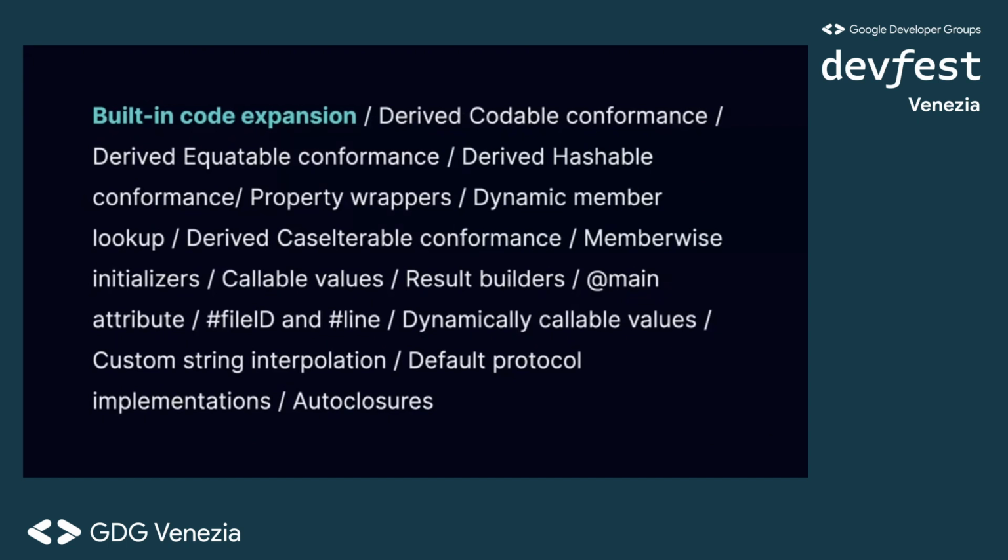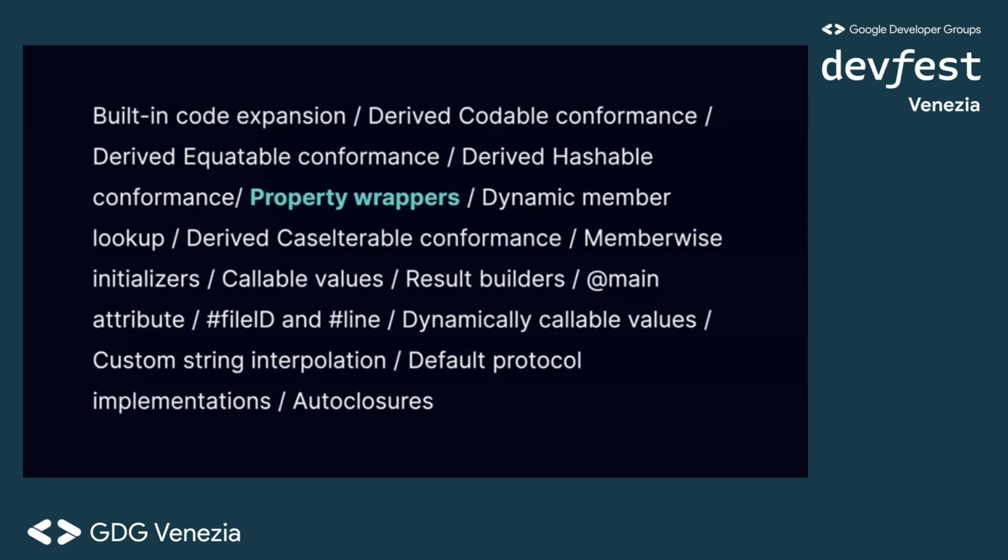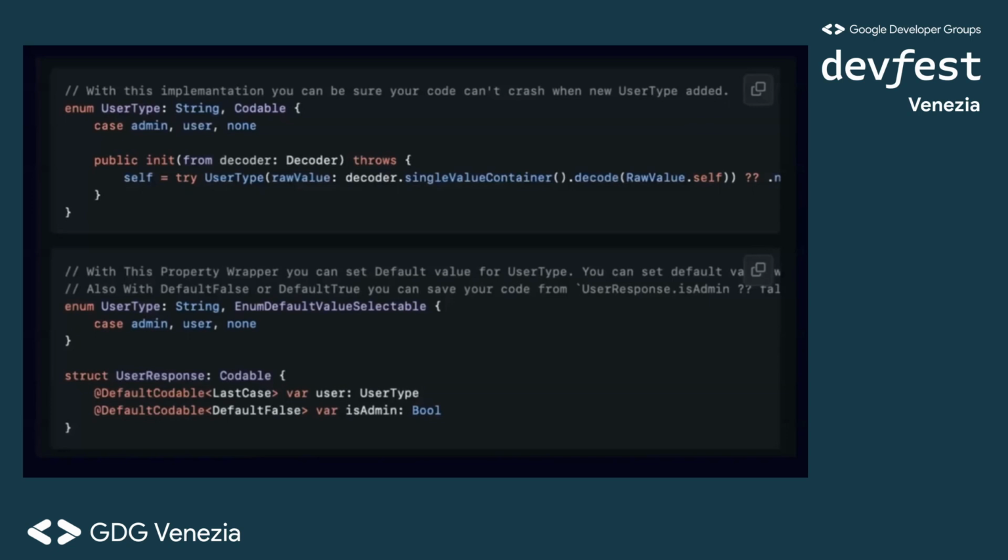Apple created lots of good stuff for us. For example, built-in code expansion is Swift macros. I will talk about that. Another good one is property wrappers. I love them actually, because of decoding something that does not exist. For example, I will reach a user type in the response, and a new type exists, for example editor, which is not in this enum. I need to decode this property. You can see try user type raw value decoder single value container. If it does not exist, return nil. What you can do with property wrappers is, for example, I create a default codable protocol property wrapper, and if it doesn't come, the last case will be the default one. It's a good one.